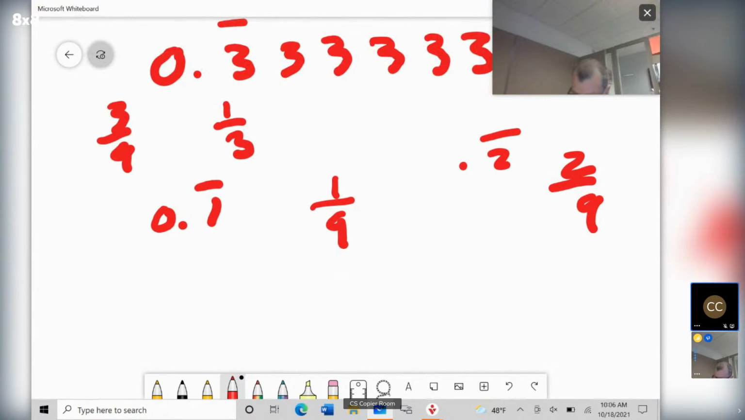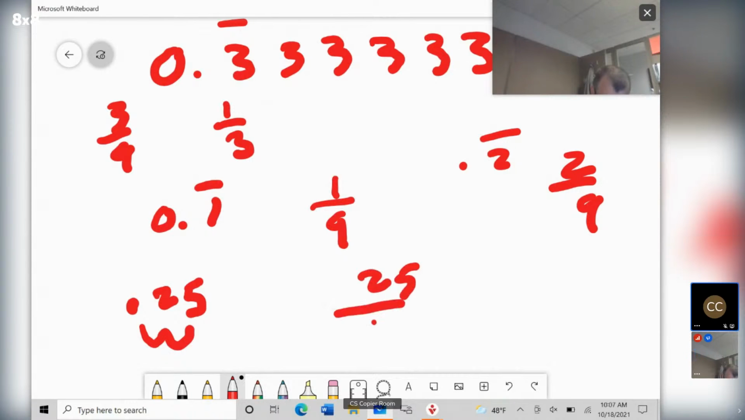If we have, let's pick another one here. So 0.25. Remember, this is 2 spots to the right, so that's going to be over 100. So it's going to be 25 over 100. And what that's going to do is, I know 25 goes into 25 1 times, and 25 goes into 100 4 times. So 0.25 written as a fraction can be 1/4.